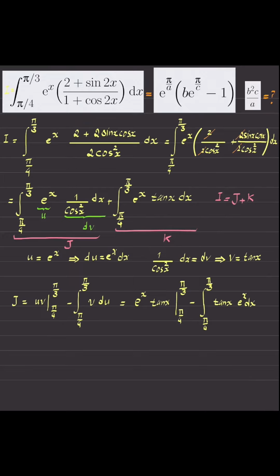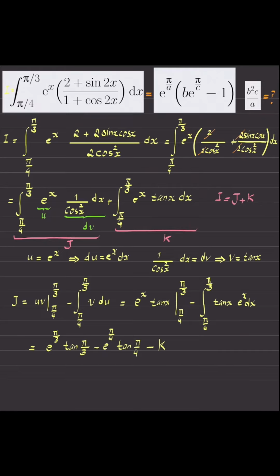Now you see something interesting happens. What is the name of this integral? That is exactly integral k. But the good news is that here k appears with negative sign, here k appears with positive sign. So let me continue. The first part can be calculated easily. It is e to the power of pi over 3 tangent pi over 3 minus e to the power of pi over 4 tangent pi over 4 minus k. So this is my j.